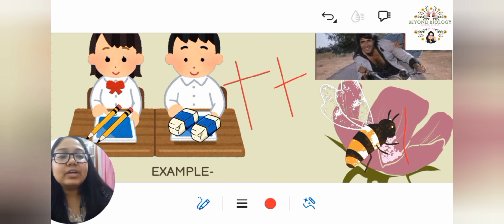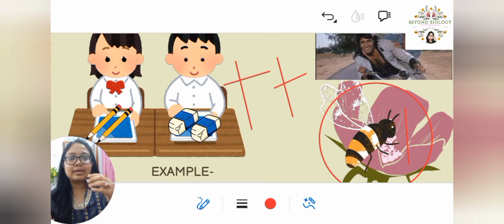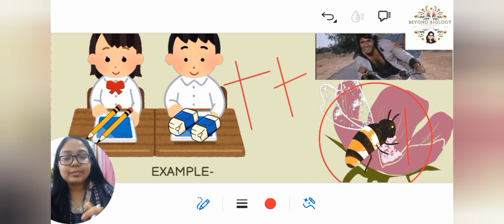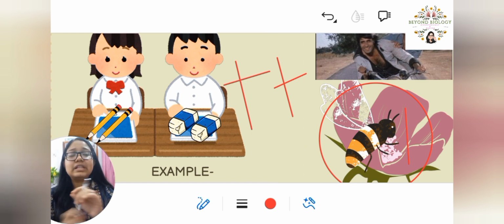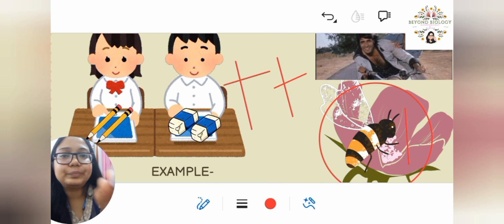So also in nature, what we see in the case of the bee and the flower is that the bee collects the nectar from the flower and in turn pollinates the flower. This entire process is essential to both the bee and the flower.